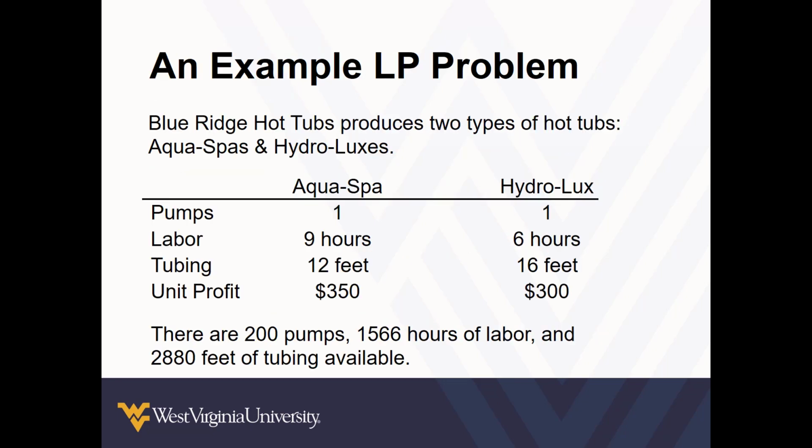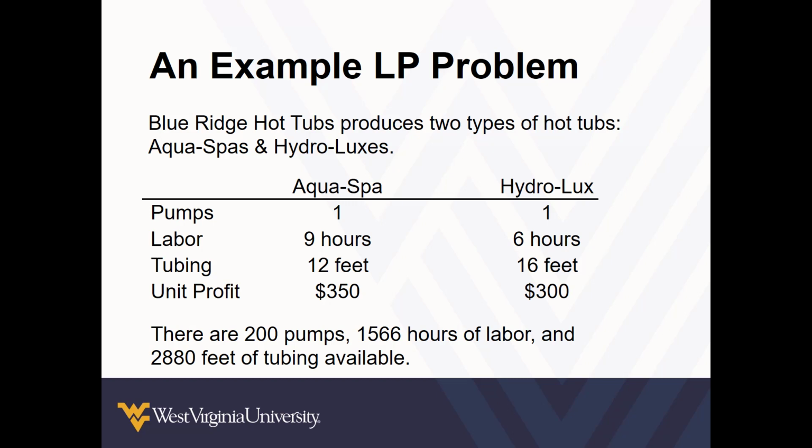So let's walk through an example that has absolutely nothing to do with medicine. Well, I don't know. If you have back pain, maybe hot tubs do feel like medicine. So Blue Ridge Hot Tubs produces two types of hot tubs, aquaspas and hydroluxes. And each of these models has different decision variables. They all require pumps, labor, tubing, and unit profit, so those are our decision variables. But then the specific values of them differ.